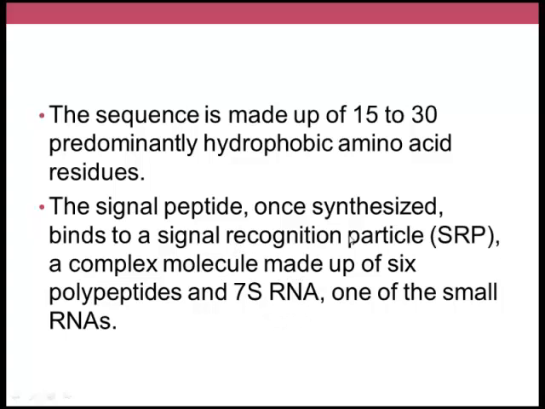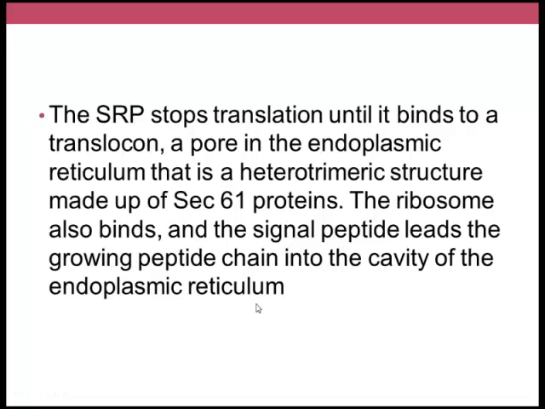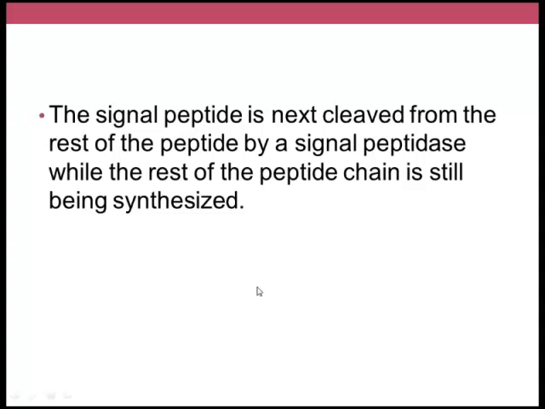So the signal peptide combines with another structure called the signal recognition particle. This signal recognition particle is a complex molecule consisting of 6 polypeptides plus 7SL RNA. The signal recognition particle stops translation until it binds to a translocon. The translocon is a pore in the endoplasmic reticulum, which has a heterotrimeric structure, and the ribosome also binds, and the signal peptide leads the growing peptide chain into the cavity of the endoplasmic reticulum.